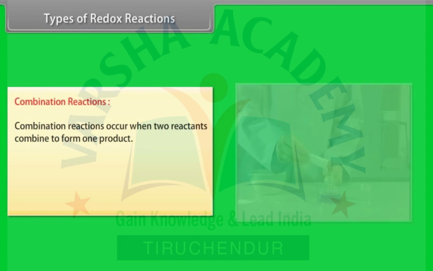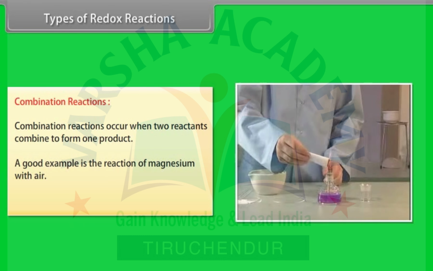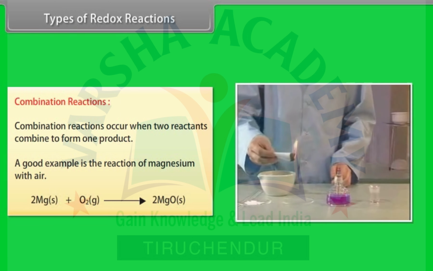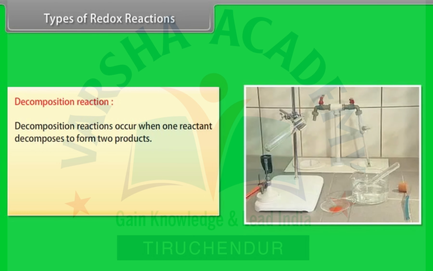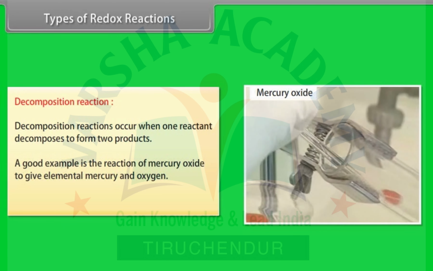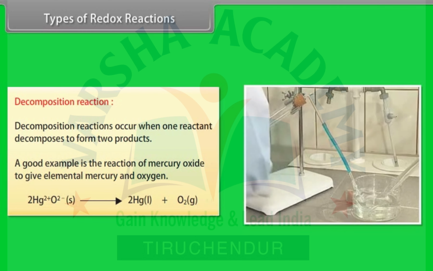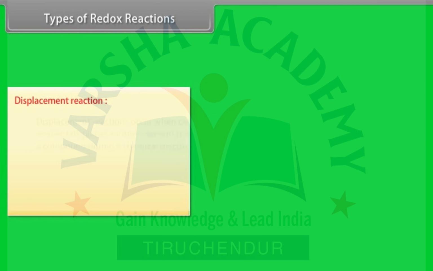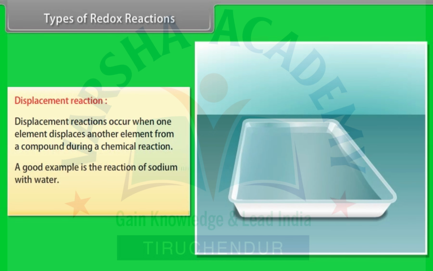Combination reactions. Combination reactions occur when two reactants combine to form one product. A good example is the reaction of magnesium with air. Decomposition reaction. Decomposition reactions occur when one reactant decomposes to form two products. A good example is the reaction of mercury oxide to give elemental mercury and oxygen. Displacement reaction. Displacement reactions occur when one element displaces another element from a compound during a chemical reaction. A good example is the reaction of sodium with water.